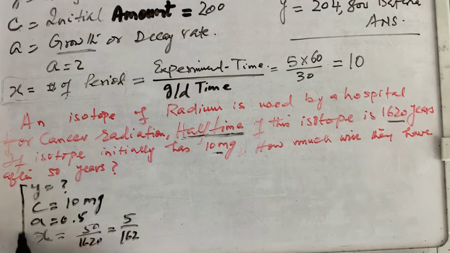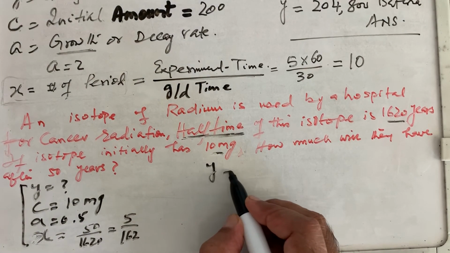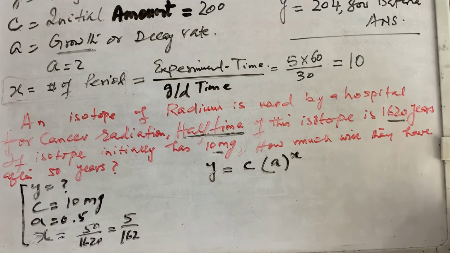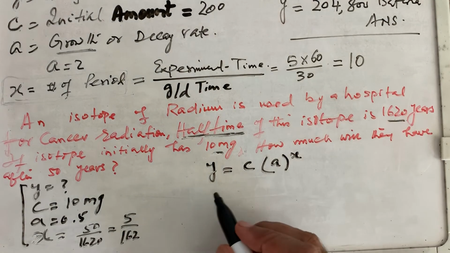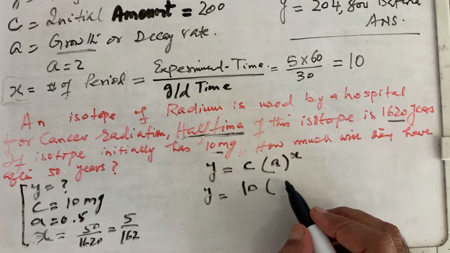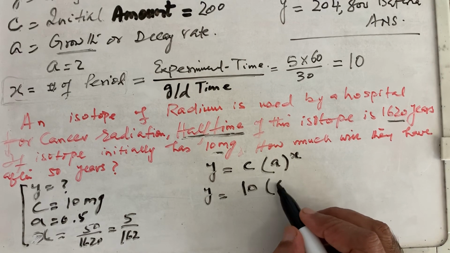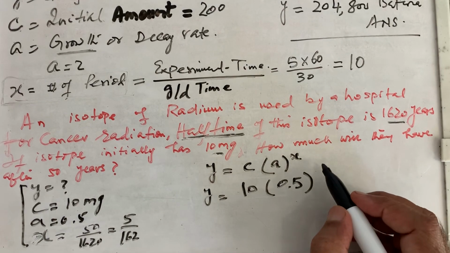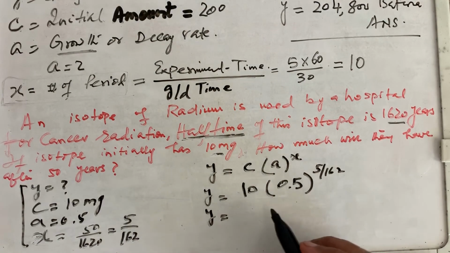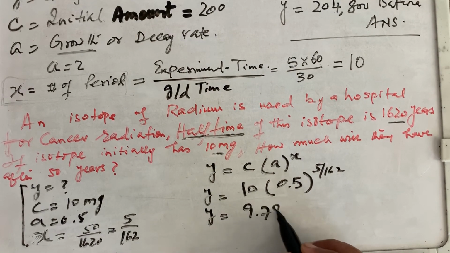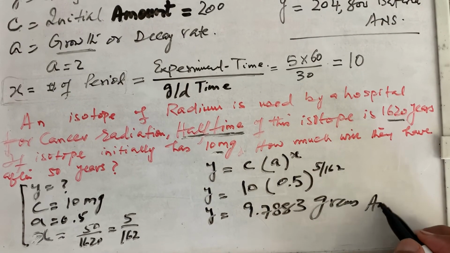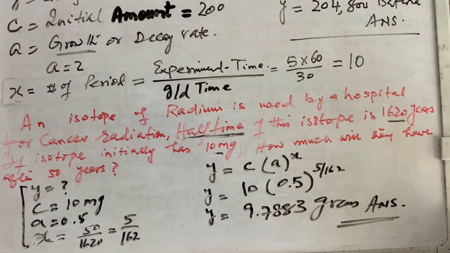So you have all the data set. Now you can plug in the values in the same formula, Y equals C times A to the power X, our exponential function for growth or decay. My Y will be equal to 10 times 0.5 to the power 5/162. If you put these values in the calculator, you will get 9.7883 grams. So after 50 years, they will have 9.788, right?